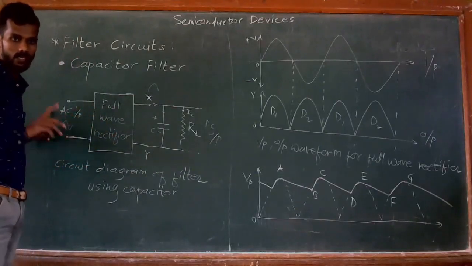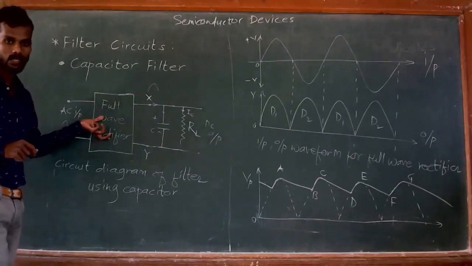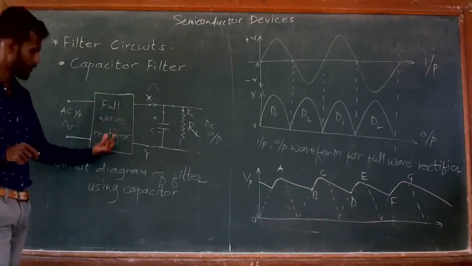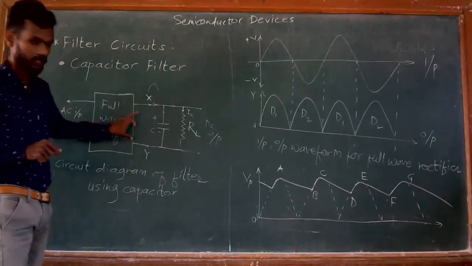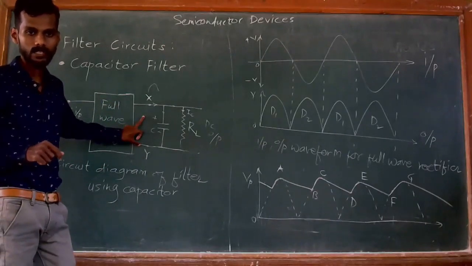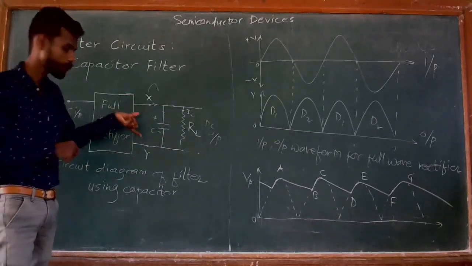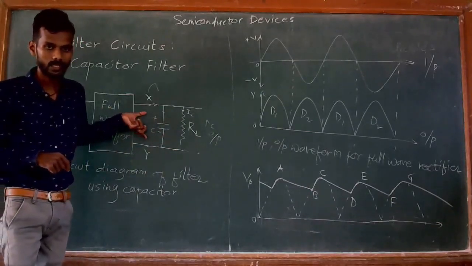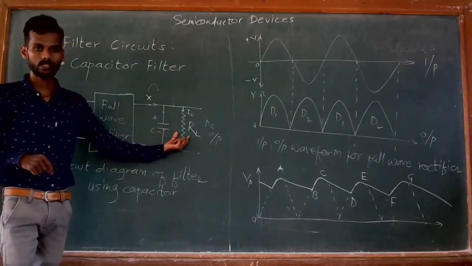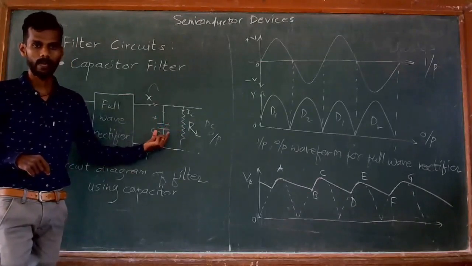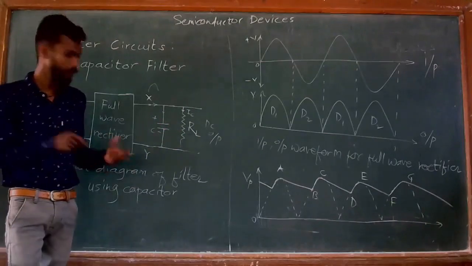Here, the AC input is connected to the rectifier circuit. We are going to use a full wave rectifier, and the output of the rectifier circuit is connected to the capacitor. The load resistance is connected in parallel with the capacitor.